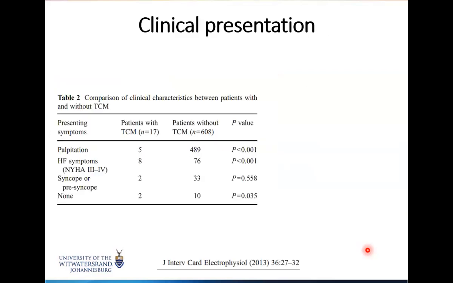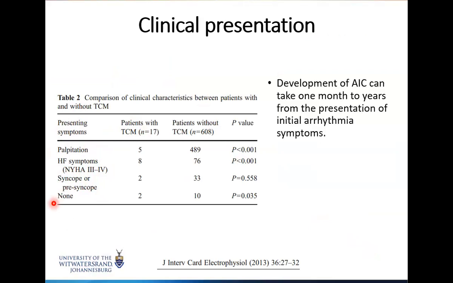So how do these patients present? The cardinal presentation is actually palpitations, heart failure, and syncope or pre-syncope. Then, how long does it take between presenting with palpitations and syncope to developing a cardiomyopathy? It actually varies, but the figures quoted in the studies are that it can take anything between a month and years from the initial presentation of arrhythmia.